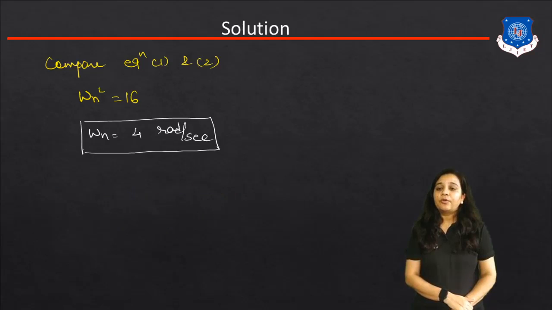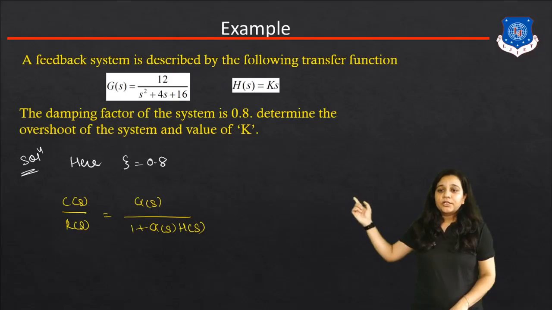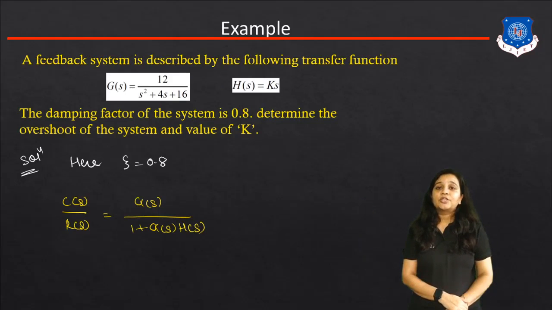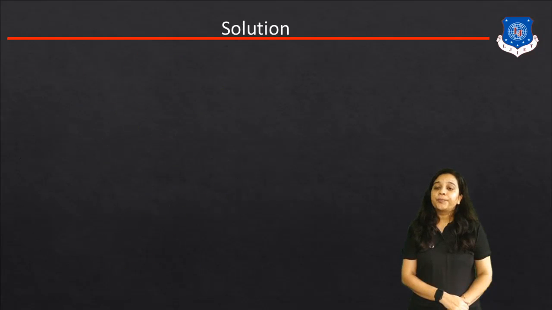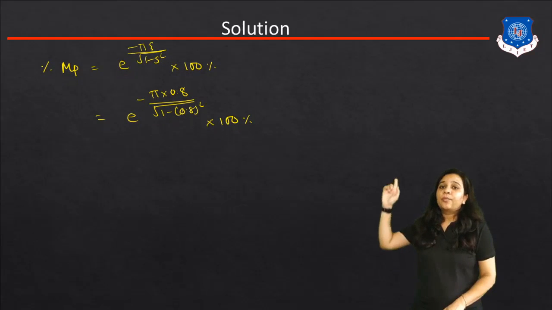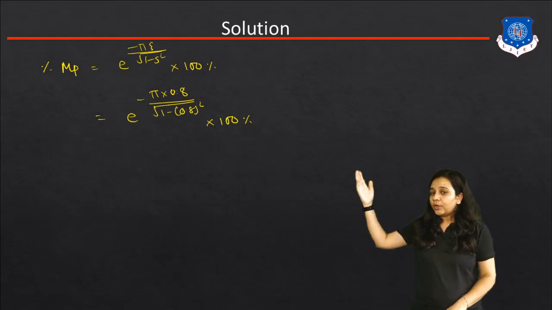Now next we have to find out the overshoot of the system, and overshoot is known as the percentage of MP. So what is the equation of MP? MP is equal to e raised to minus pi zeta upon the square root of 1 minus zeta square, into 100%. Now you know the value of zeta.